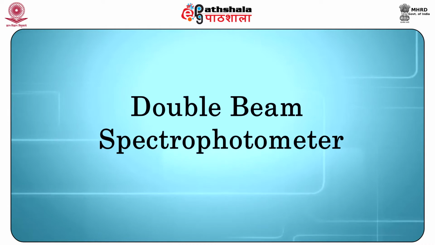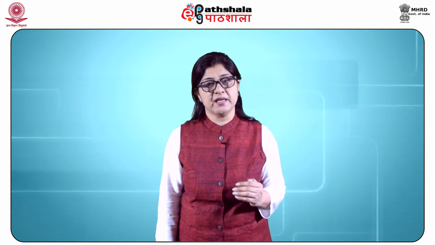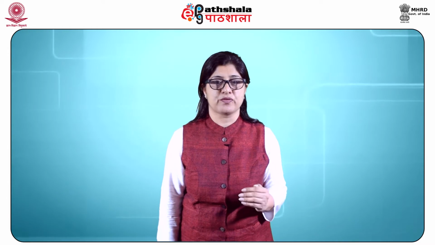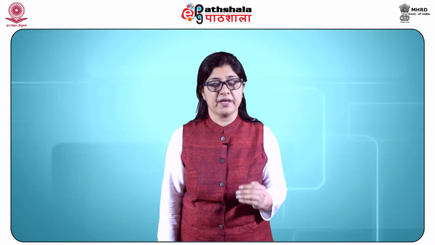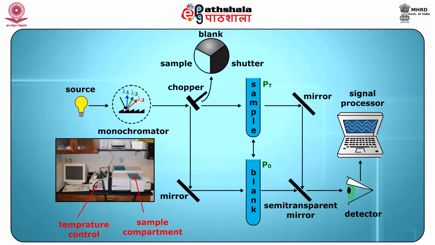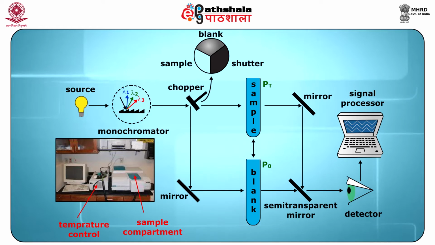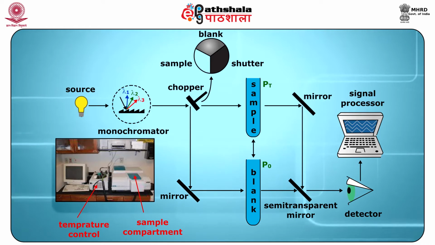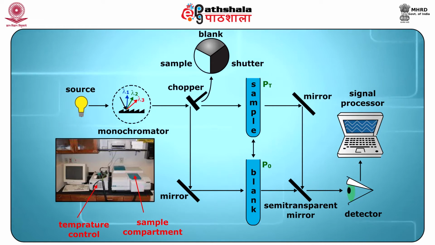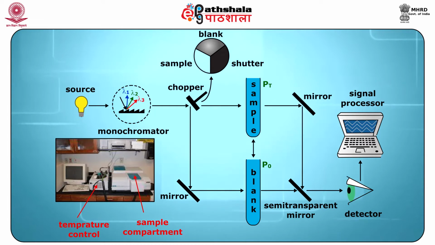Double beam spectrophotometer. A double beam spectrophotometer minimizes the limitations of single beam spectrophotometers, in which the wavelength remains fixed. It is shown here in the figure. As the name suggests, this instrument involves two beams of radiation, one for the sample and the other for the blank. The radiation's path is controlled by a chopper, which alternates it between the sample, the blank and a shutter.